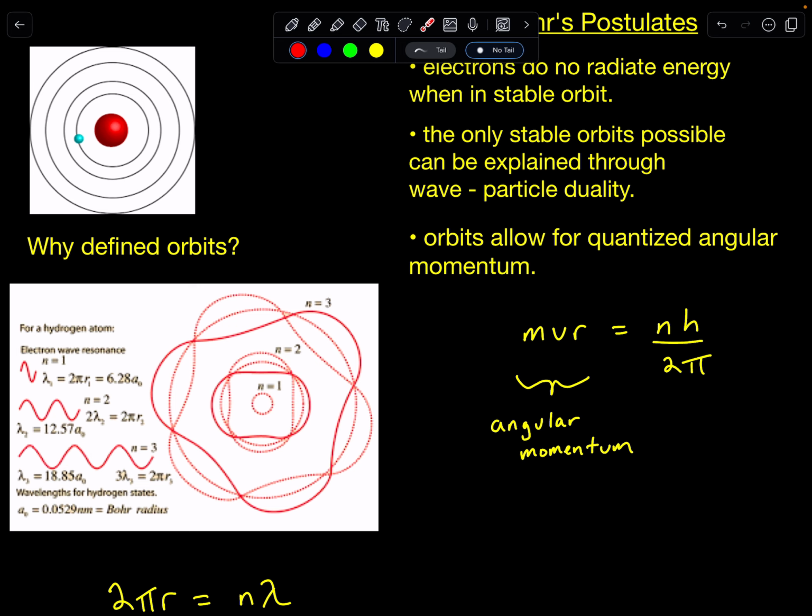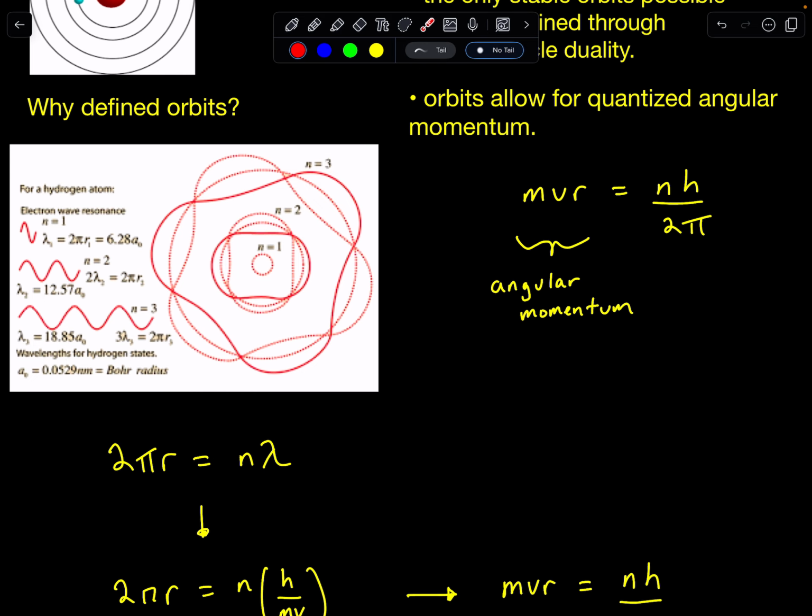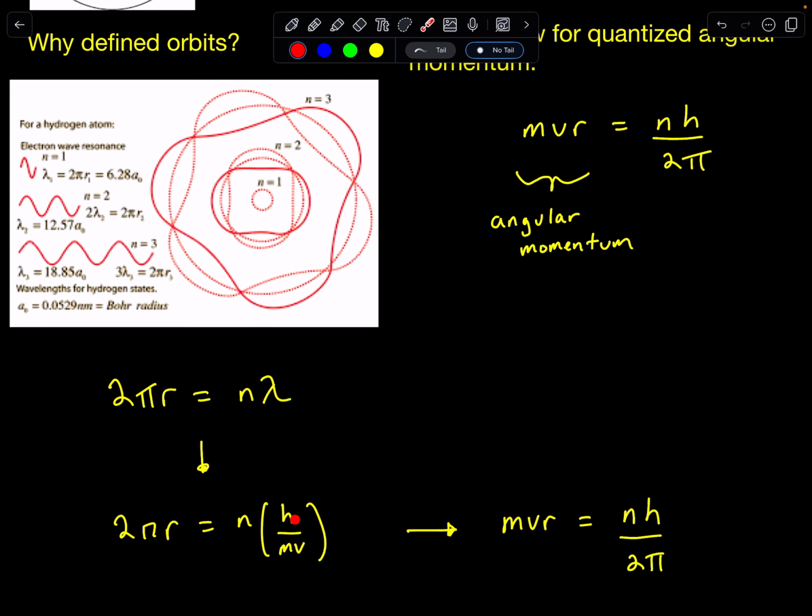That would make sense, like when we talked about musical instruments, where we have harmonics. Maybe these orbits relate to different standing waves inside of an atom. Okay, and then he plays around with this equation and looks at the wavelength, using the de Broglie equation, where wavelength is Planck's constant divided by the momentum of the electron in that orbit. If I plug that in there, I can then rearrange this equation and I'll come up with this.